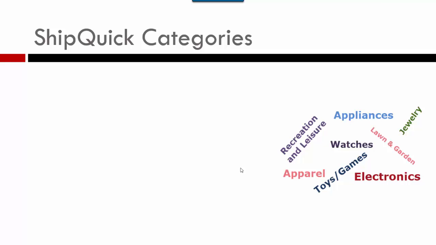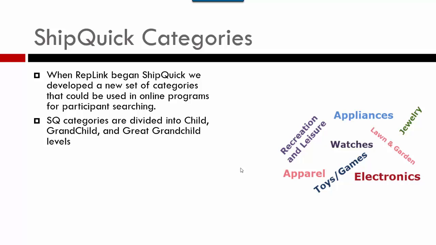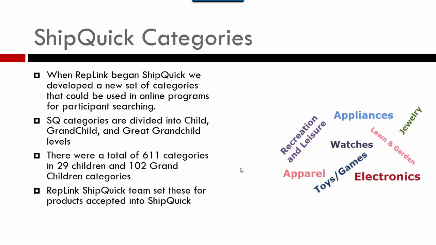This became ShipQuick categories, and when we created our ShipQuick categories, we divided categories into child, grandchild, and great-grandchild levels. And there were a total of 611 categories in 29 children and 102 grandchildren categories. The RepLink ShipQuick team set these for products accepted in the ShipQuick, and so suppliers really didn't have much knowledge of their existence or needed to worry about setting these categories.